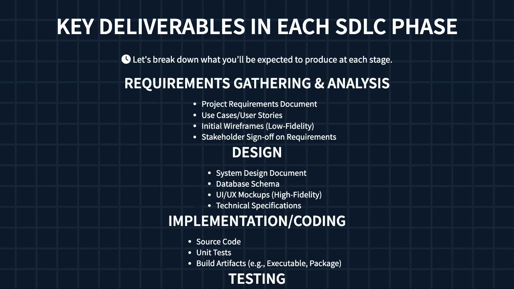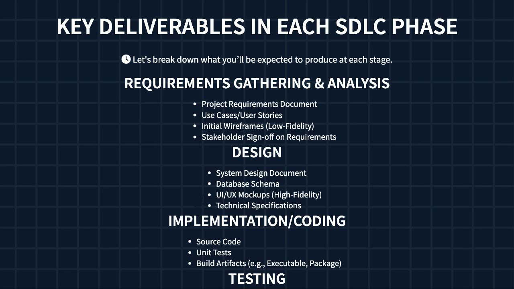Okay, let's talk about what you'll actually be producing at each stage of the SDLC. First up, during requirements gathering, you'll need a solid project requirements document, basically a detailed outline of everything the software needs to do. Alongside that, you'll likely create use cases or user stories, and maybe some early wireframes to visualize the basic layout. Then comes design, where you'll be documenting your system design, crafting a database schema, and building out more polished UI/UX mockups alongside technical specifications.